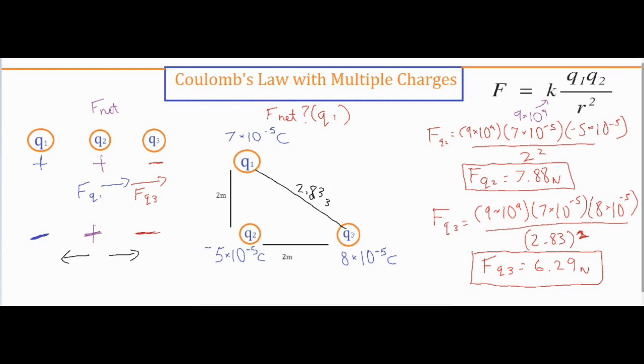we have Q2 acting on Q1, and what it does is it pulls it down. Okay, I know it pulls it down because this is positive and this is negative, and then opposites attract. So it's pulling it down with 7.88 newtons of force.